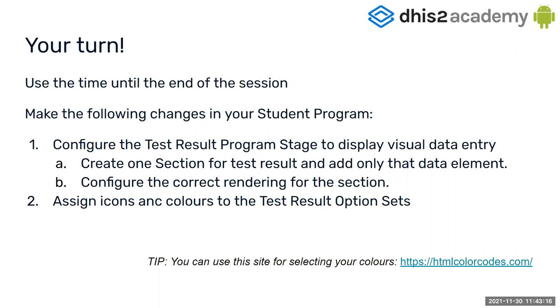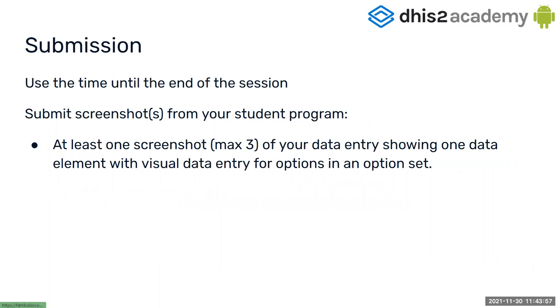We would like you to configure the test result program stage in your student program to display visual data entry. To do that, you need to create a section for the test result data element, and configure the rendering type so your program is ready. Then go to your test result option set, the one for your student number, and assign icons and colors to your options. Here you have a link to the HTML color codes in case you want to repeat the same color in any of your options.